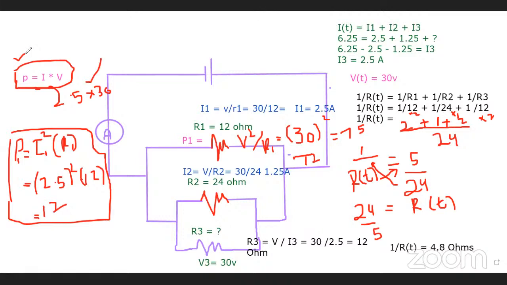Whenever you get a question in which you have parallel resistances and one voltage, keep in mind that the voltage is equal across parallel resistances. And the total resistance in a parallel circuit is 1 over RT equals 1 over R1 plus 1 over R2 plus 1 over R3. Like this, you can find the total resistance in the circuit. Same is for current: the total current is always equal to the sum of the currents flowing through all the resistances.